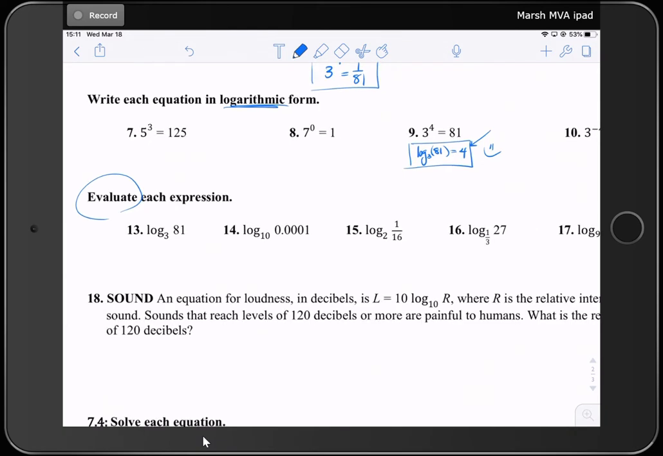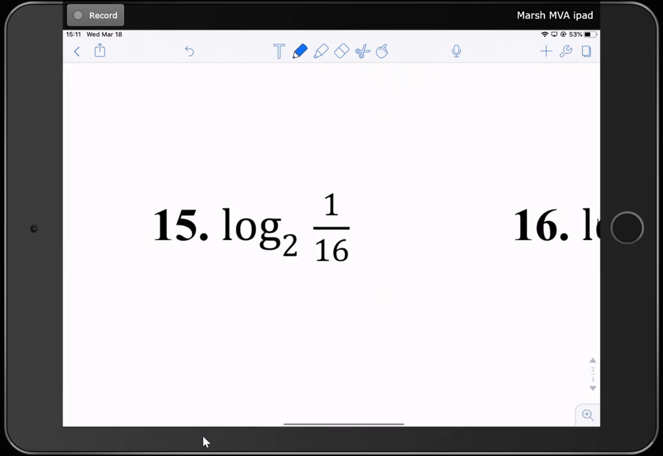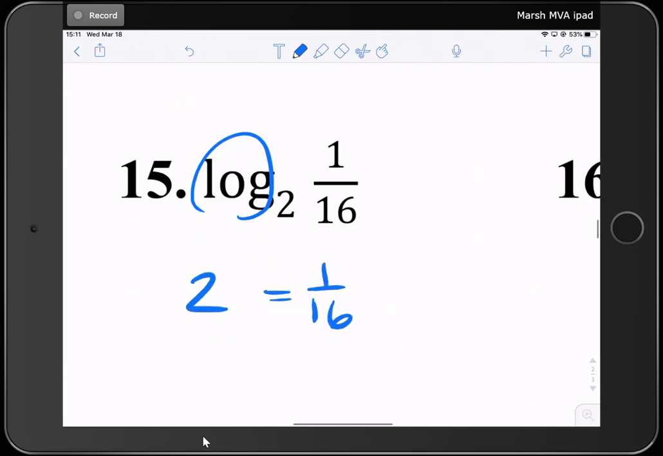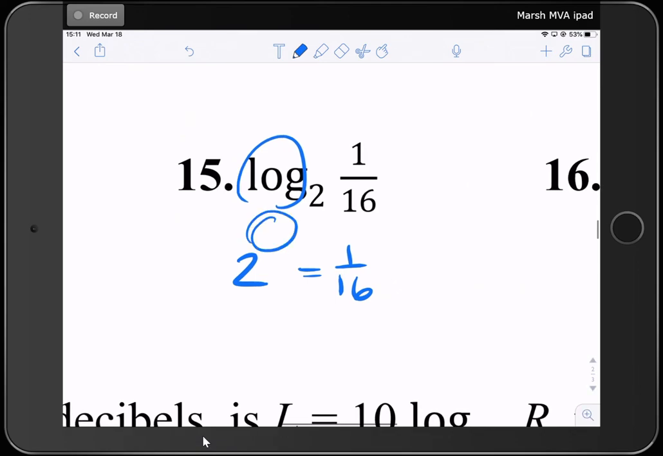So let's take a look now at number 15. Logarithm asks, what's the exponent? It's asking, what's the exponent on 2 that somehow gives me 1/16? So what is the exponent there? Well, I can tell you right away that it's going to involve a negative because 2 is a whole number, but 1/16 isn't. So it's going to be flipped upside down. So the thing that flips the base is going to be a negative.